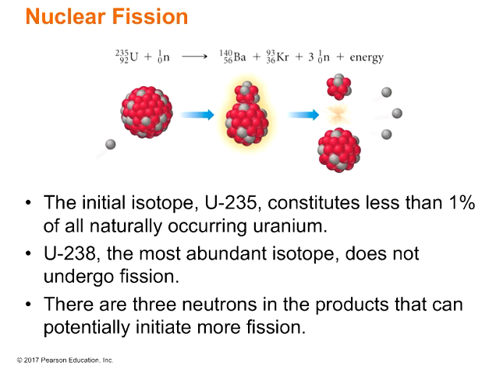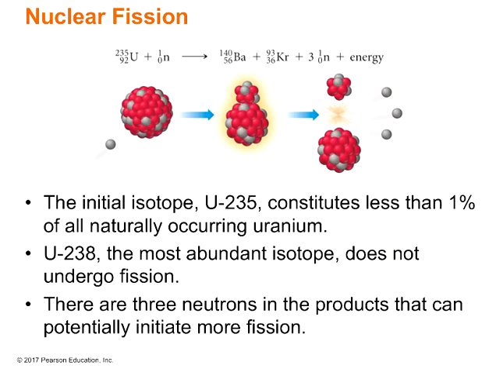So the initial isotope in this reaction, uranium-235, constitutes less than 1% of all naturally occurring uranium. Now, uranium-238, which is the most abundant isotope of uranium, does not undergo fission. It's only uranium-235 that goes through this process, at least with uranium atoms. There are other atoms that can do this too. So uranium-235 has to be enriched in a sample in order for this to occur.